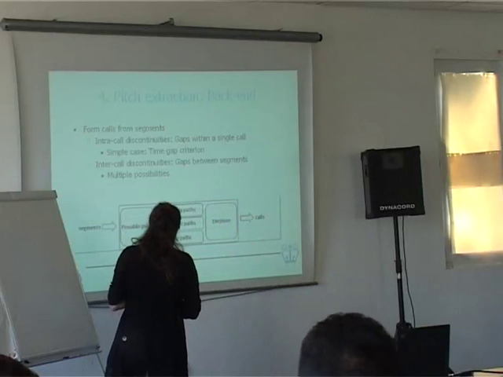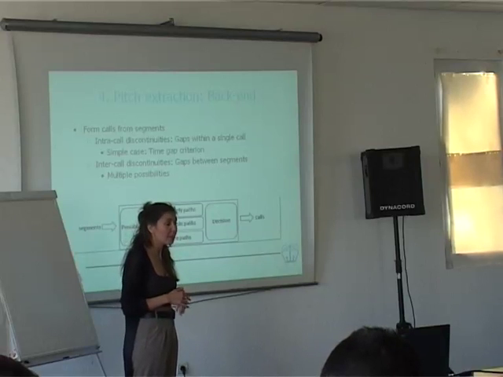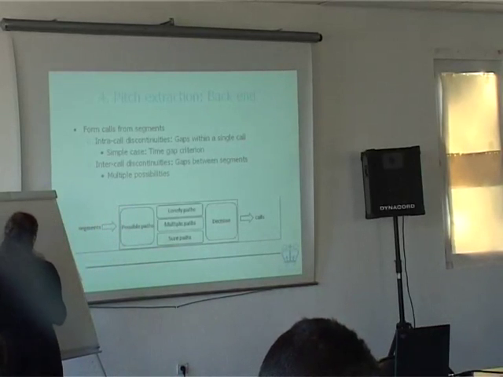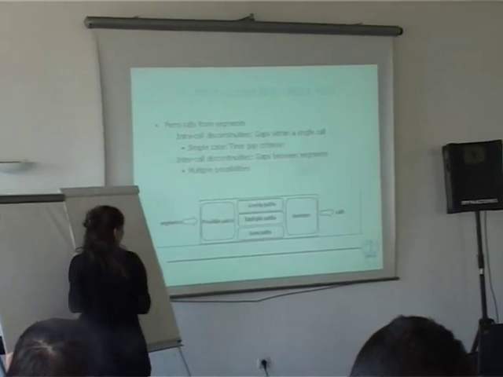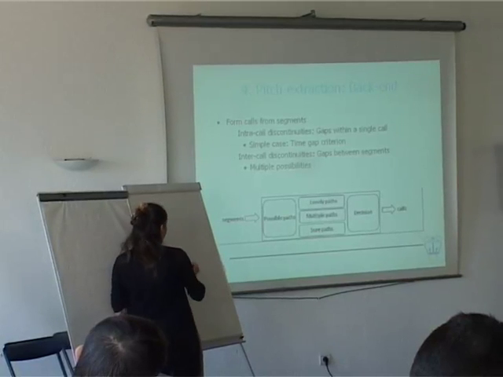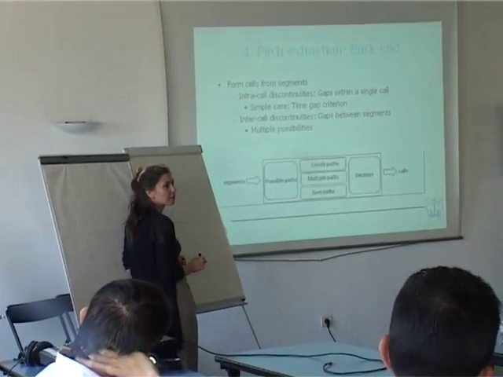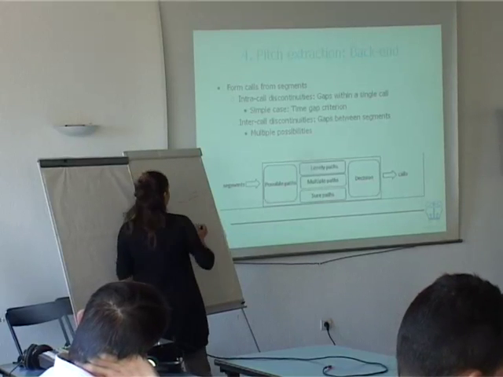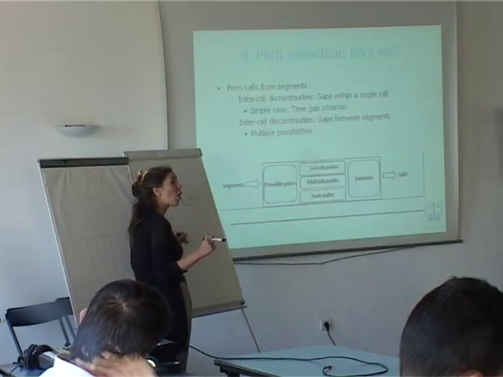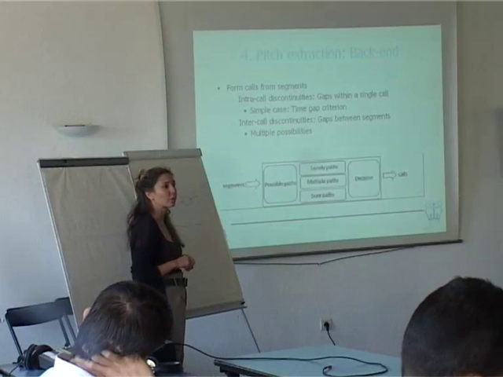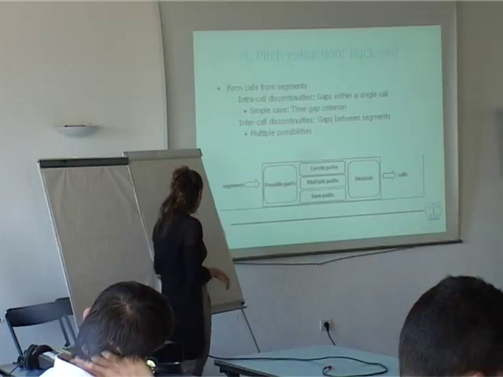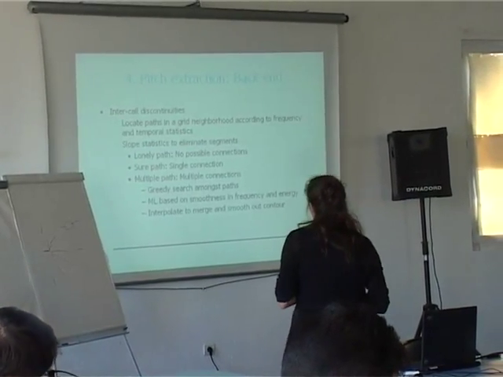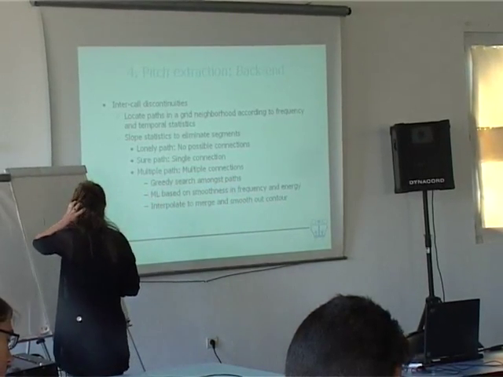The difficult part becomes when you have what's called intercall discontinuities, because now you have multiple options. You might have one segment, and then you might have other segments here. So you might have multiple paths that you can connect to, and you have to find which path is the best. Or you might have a single path, and you still have to decide, is this a good path to connect so that I can get my call? Or you might have something that's completely alone and has nowhere to connect to. So those are the three broad possibilities that you have.